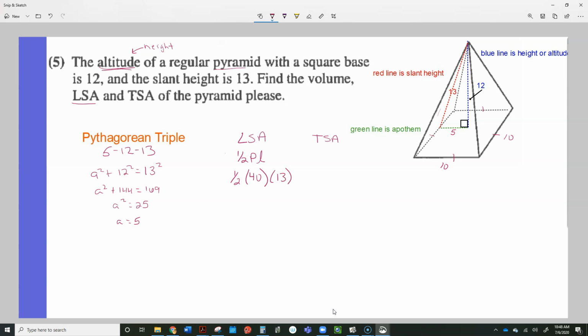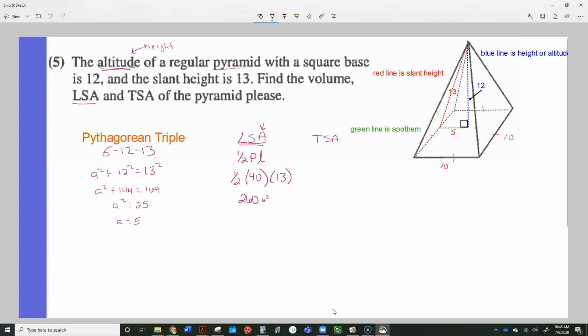So 1/2 times 40 times 13 is 260. Did they give me units? No, they don't. 260, but it's units squared because it's a surface area, a lateral surface area. So I may not have units, but it's units squared.